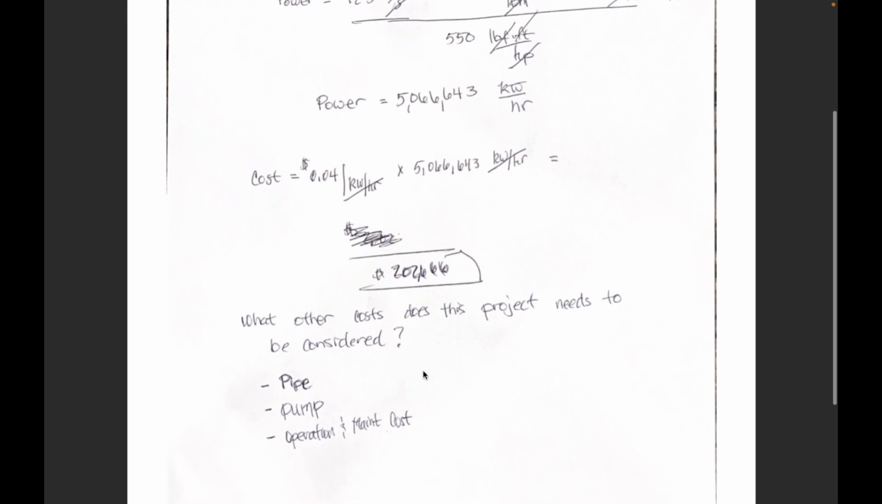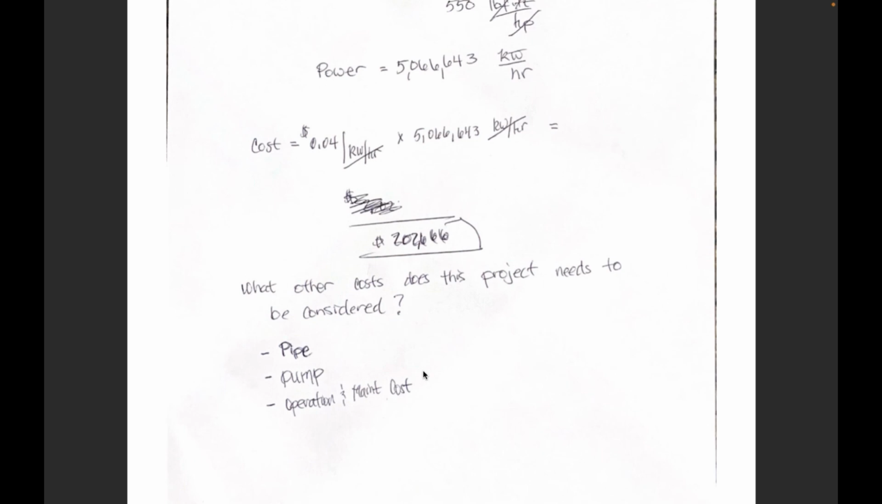And so I put a little thought question here as well. What other costs does this project need to consider? I thought of the cost of the pipe, the cost of the pump, and then operation and maintenance costs. If you can think of any others, just put them down in the comment section.